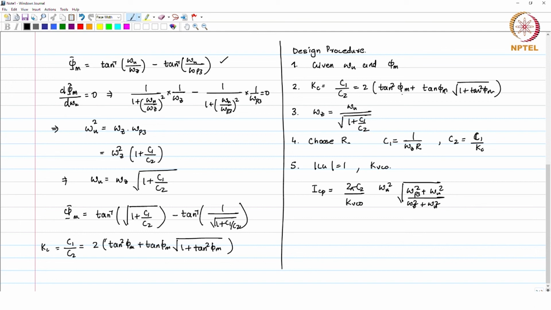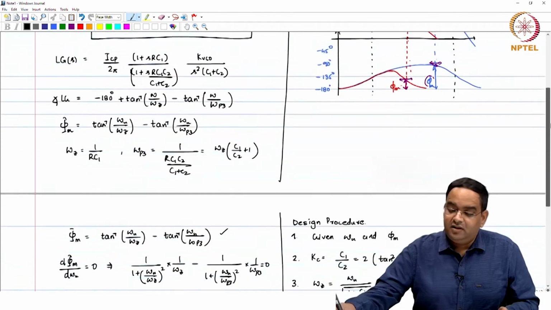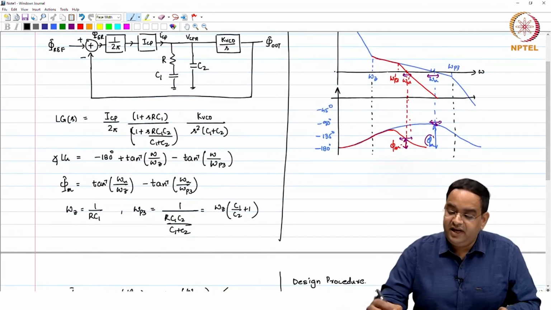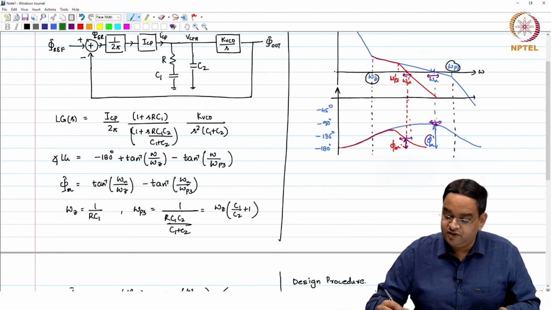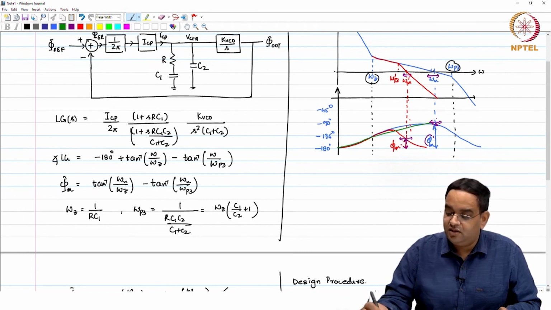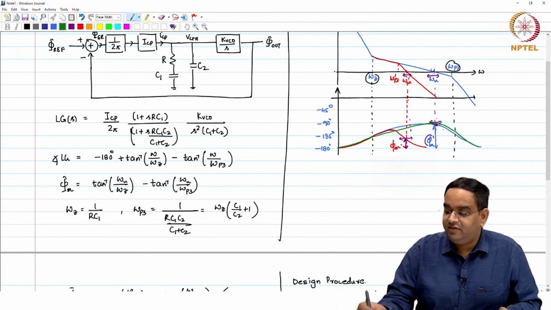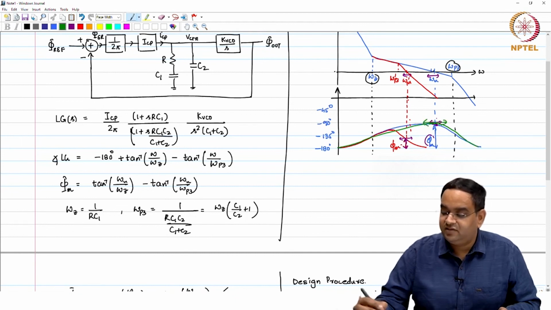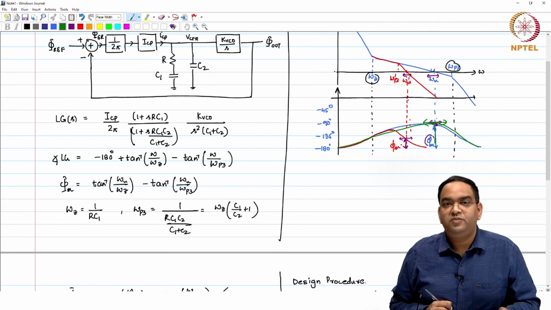If all the parameters are chosen in such a way, then you will place your omega z and omega p3 in such a way that, whatever phase margin you want, your phase margin plot will always have a derivative of the phase at the desired point equal to 0. Okay. Thank you.